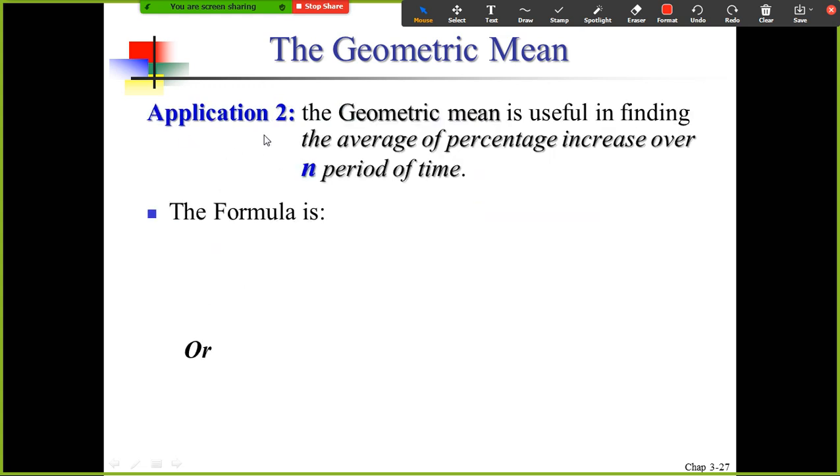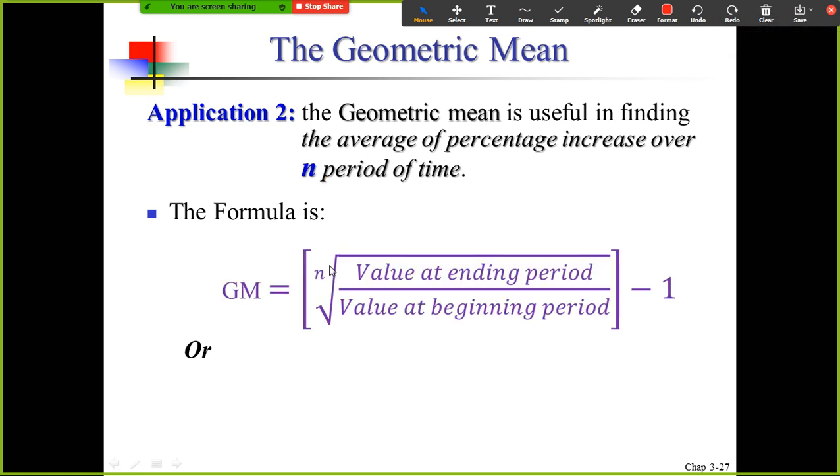Case 2 or application 2. We will use the geometric mean in case 2 or application 2. The geometric mean is useful in finding the average percentage increase over n periods of time. N periods of time, what does it mean? Average percentage increase, average growth rate. See, percentage increase means growth rate. Okay, growth rate over a period of time. How many periods of time? 5. If n equals 5, yes, 5 periods of time.